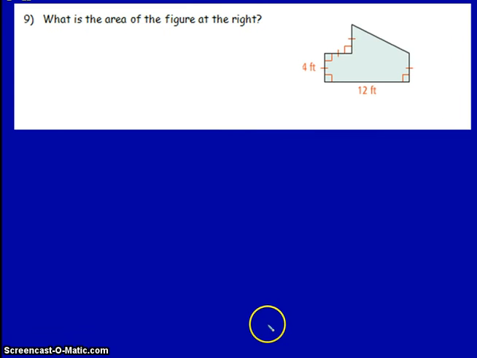And I'm going to let you do number 9 on your own. But when you get number 9, you should get 64 square feet.